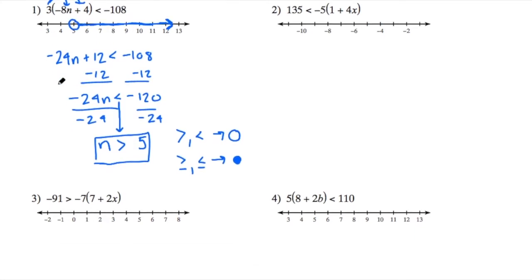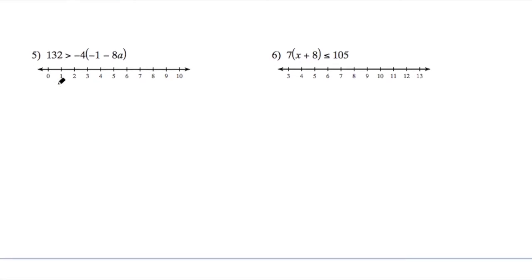Okay, let's look at another example. Let's move down here to example 6. Again, we have to distribute this 7. So we distribute the 7 to both the x and the 8. So we have 7x plus 56 is less than or equal to 105. Great. Okay, so we go ahead and subtract 56 from both sides. On the left-hand side, we have 7x, and on the right-hand side, we subtract 56, and we have 49.